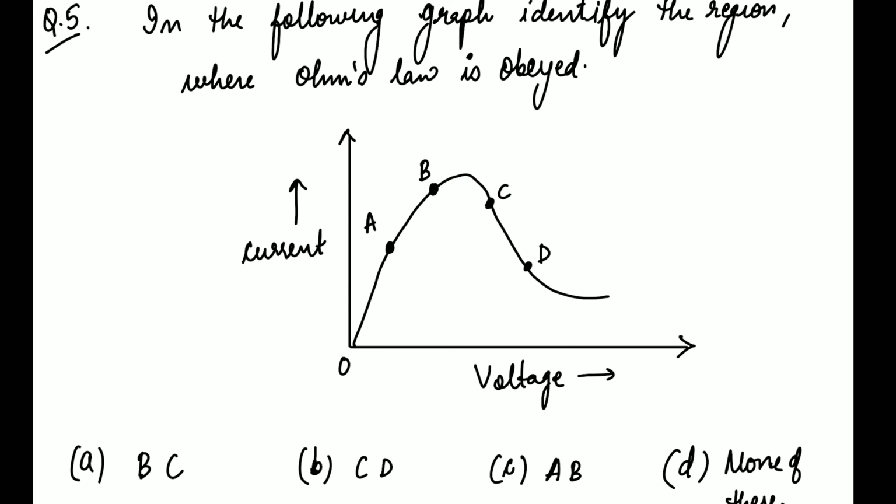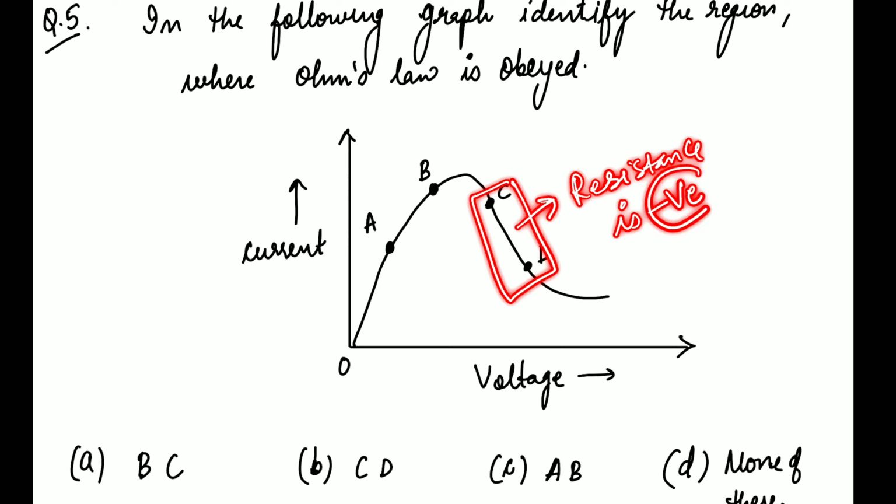Let's talk about our CD region. What is happening in the CD region? In CD, as you're increasing the voltage, the current is actually decreasing. Can you see that? I'm increasing the voltage here, and the current is decreasing, right? This is very important. This CD part of the graph is very important, because here the resistance is actually negative. You have to understand, your resistance is negative here.